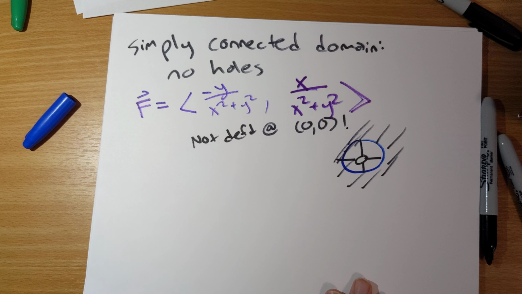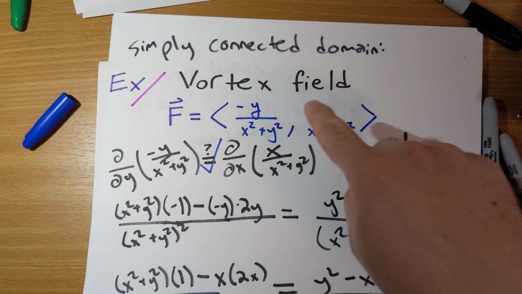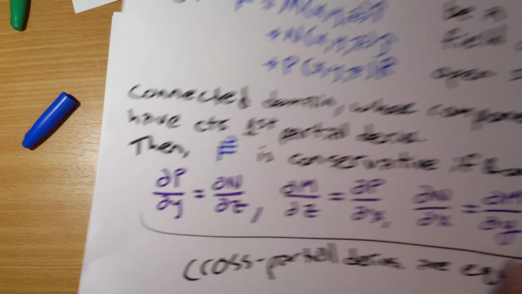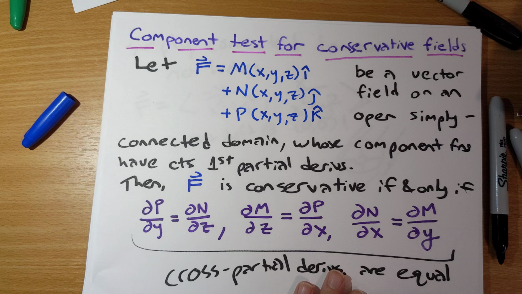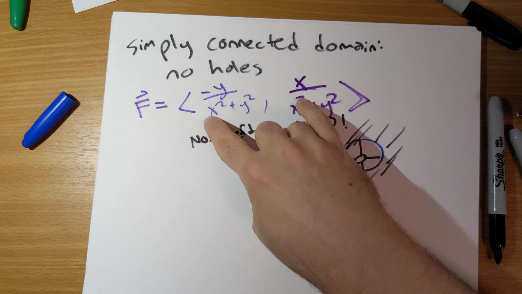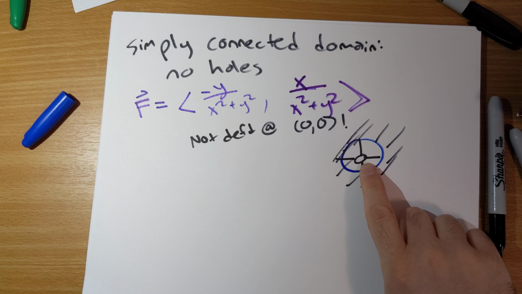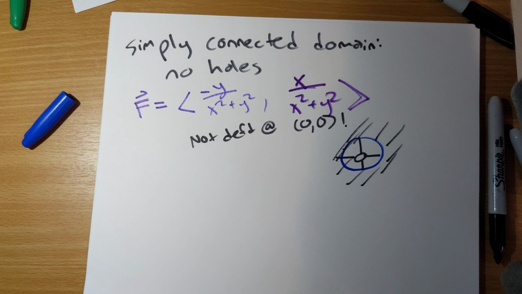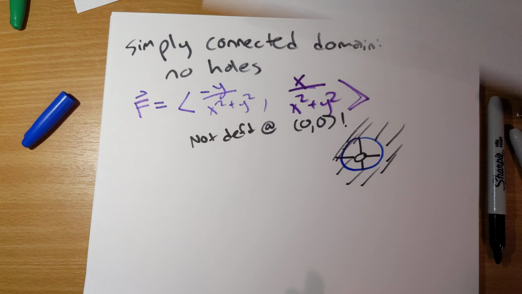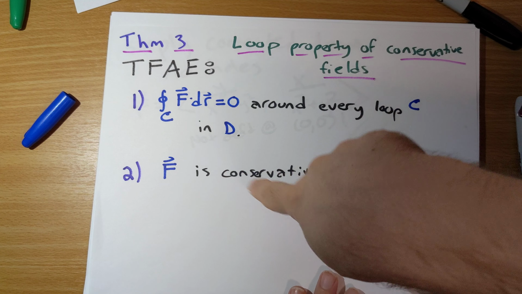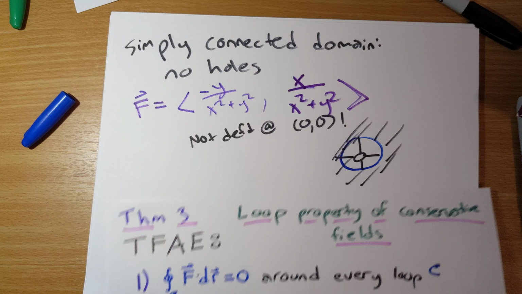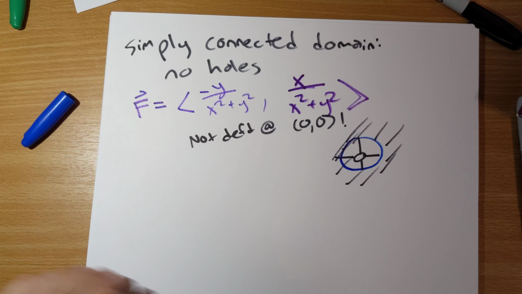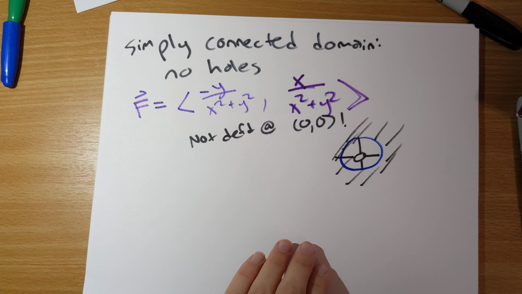So because the domain here is not simply connected, this component test doesn't apply. So just because the cross partial derivatives are equal does not mean that this vector field is conservative on the domain. So the loop property holds, just because it's not conservative, so we don't have this. So there's a little, I guess, downer to end the section on, an important little fact to be aware of.